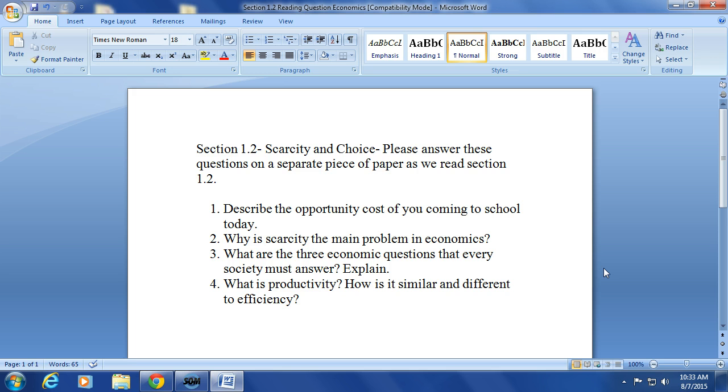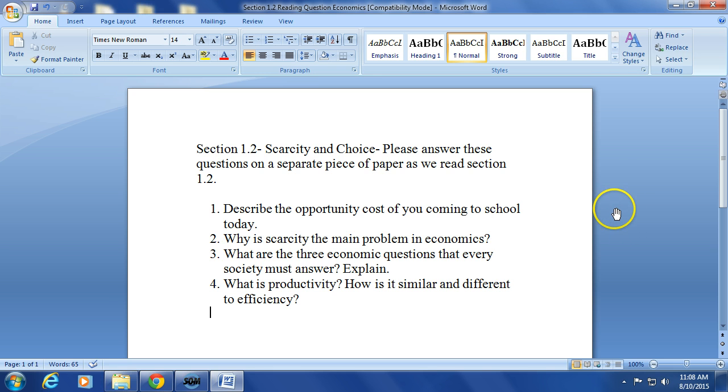You're going to answer these 4 questions on a separate sheet of paper. Then I'm going to check those at the beginning of the period tomorrow, and then we'll have some more questions that we're going to do below this set of questions. So we'll have these reading questions, and then we'll have some in-class work as well.